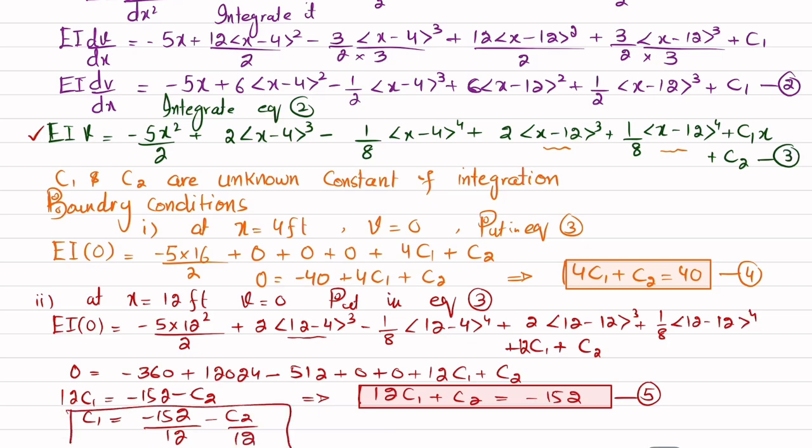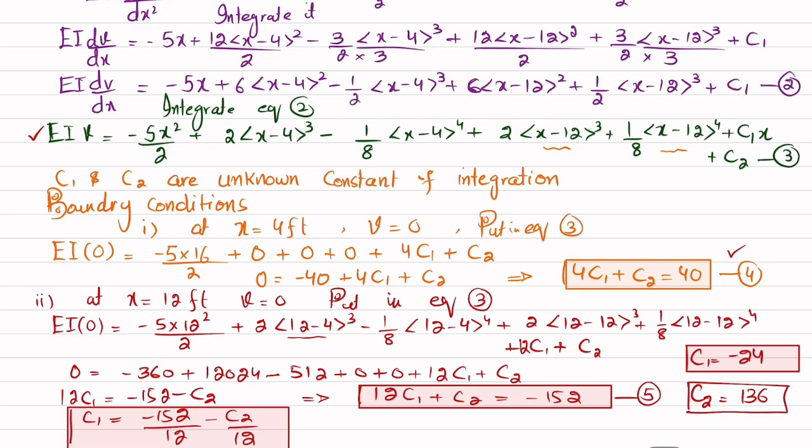So this is the value of C1. If you put this value of C1 in equation number 4, you will get C1 is equal to minus 24. Once you get C1 as minus 24, you can again put it in equation number 4 or 5. So you will get C2 will be equal to 136. Now you have C1 and C2.